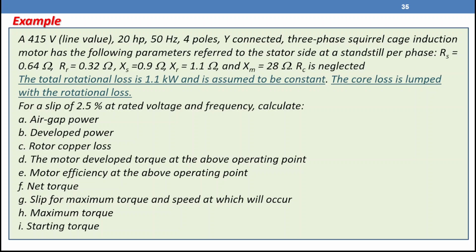So we need to calculate air gap power, developed power, rotor copper loss, motor developed torque at the above operating point, motor efficiency at the above operating point, net torque, slip for maximum torque and the speed at which it will occur, maximum torque, and starting torque. Also, I'm going to simulate the results at the end of this example to see how the simulation confirms the analytical values.